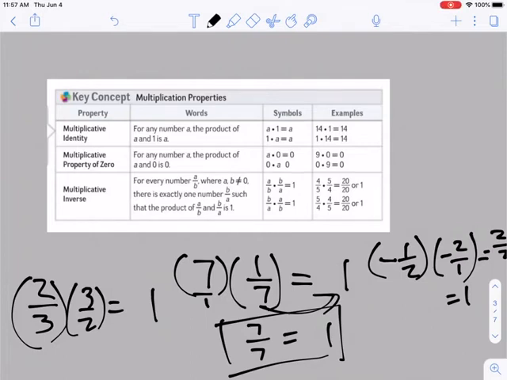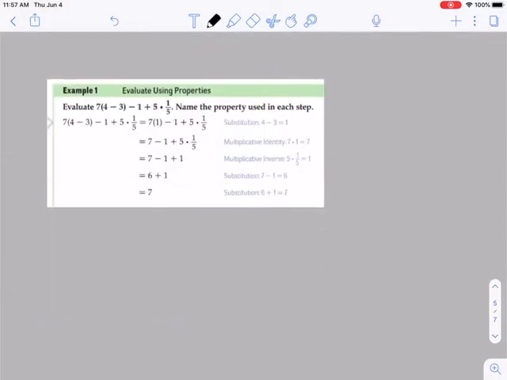Okie dokie. In the last video we left off here, and I was going to show you how to apply some of these properties to sequences of steps that show how we simplify things. So this example is from our resource and shows what they're looking for. It starts out with this thing right here.